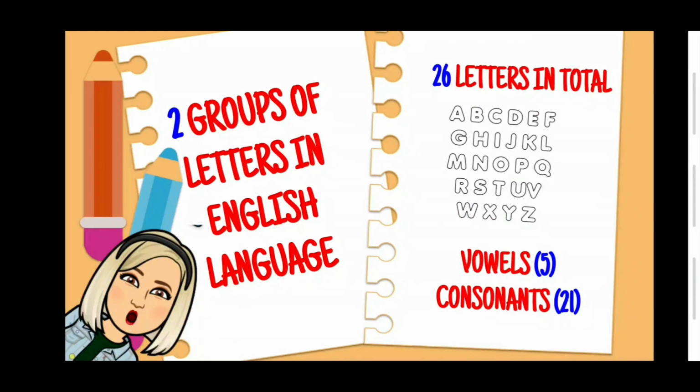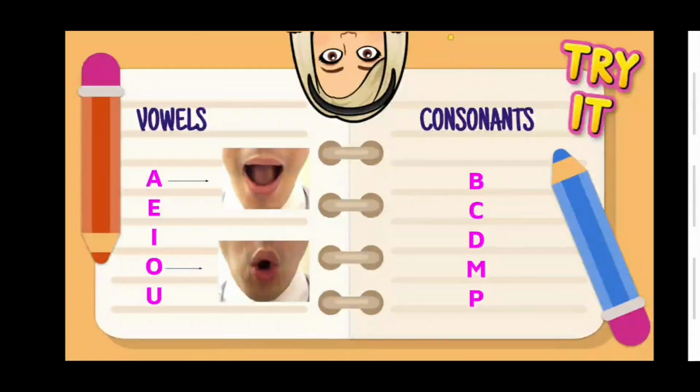There are two separate groups of letters in the English language. Okay? From the 26 letters, the total of the letters that we have in the English alphabet, we're going to separate them into groups. The first group is called vowels, and the second group is called consonants. We have 5 vowels, okay? And we have 21 consonants, okay? Do you remember the vowels? Well, the vowels are A, E, I, O, U.